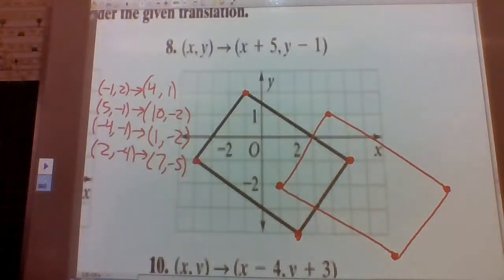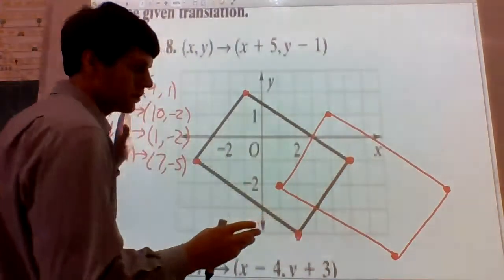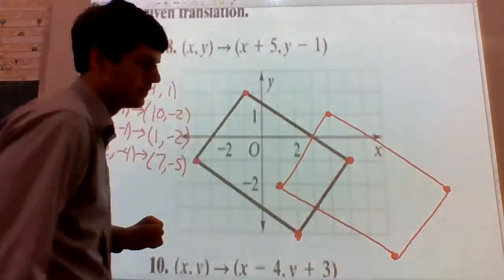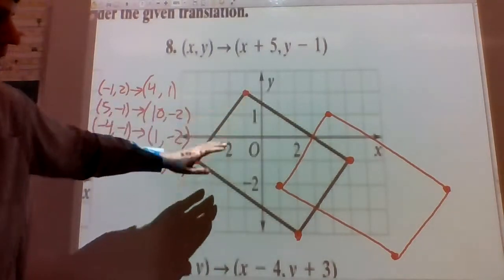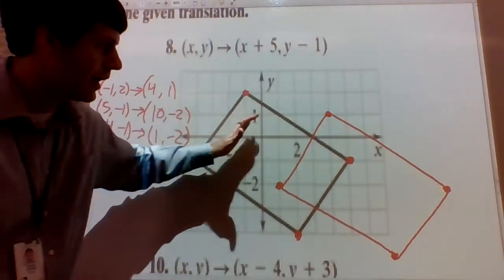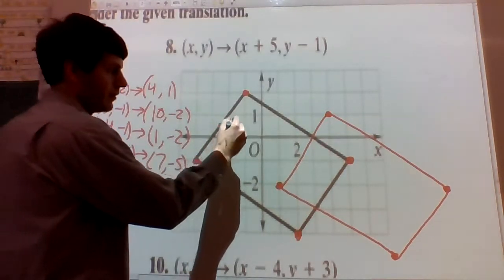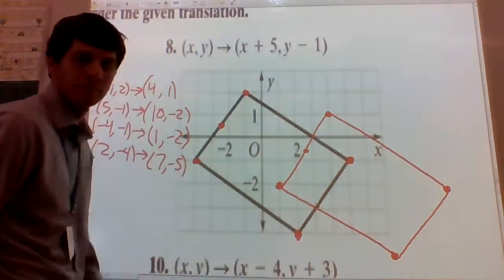So again, same size and shape. All we've done is shifted it 5 units to the right, and then 1 unit down. So all the points on the sides that we don't have labeled, they all went 5 units to the right. So this right here went 5 units to the right, and then 1 unit down.